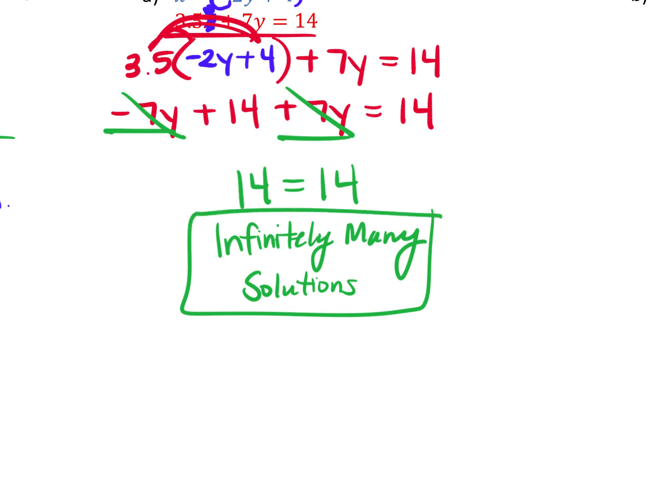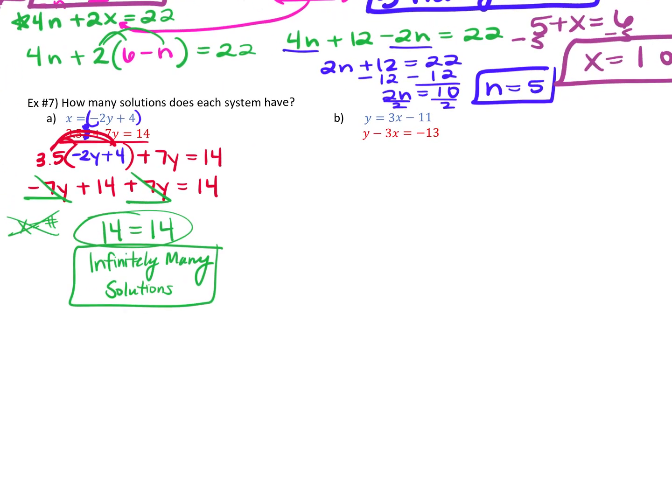Okay, so that's one scenario. If you don't end up with x equals some number, like we did here, this was just a number equals a number. It's either infinitely many solutions or it is no solutions. This one's infinitely many.